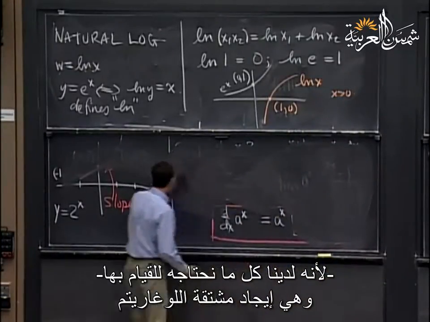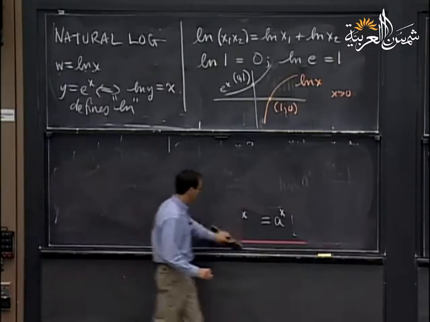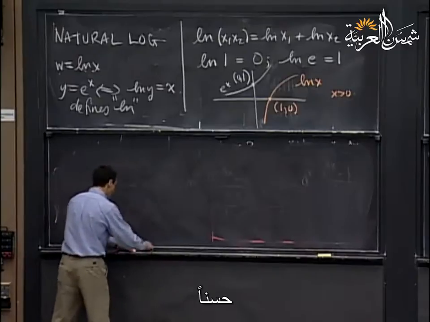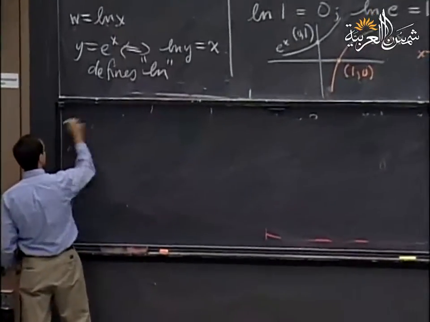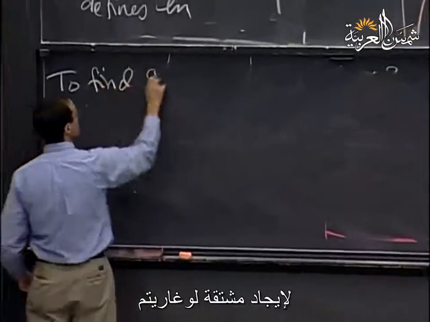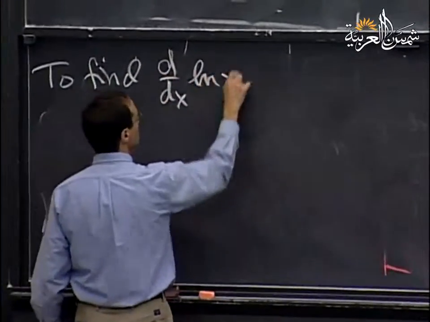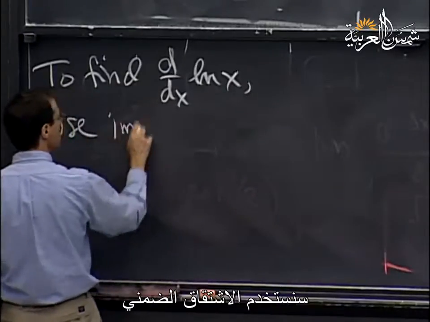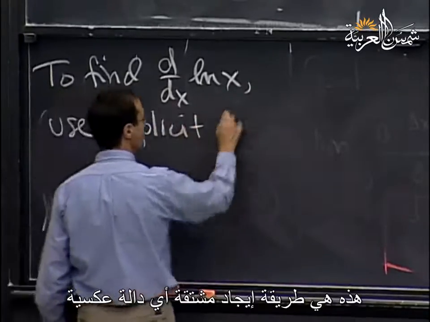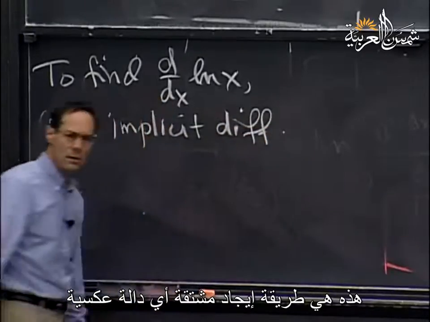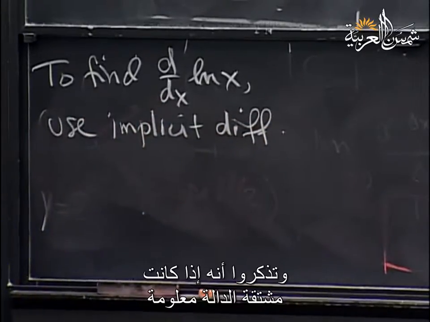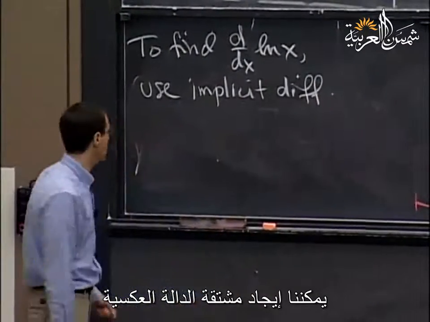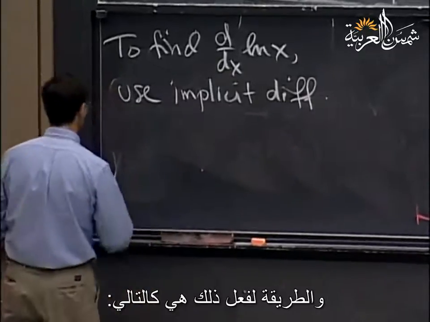And now, what we're allowed to do relatively easily, because we have the tools to do it, is to compute the derivative of the logarithm. So to find the derivative of the log, we're going to use implicit differentiation. This is how we find the derivative of any inverse function. So remember, the way that works is if you know the derivative of the function, you can find the derivative of the inverse function. And the mechanism is the following.